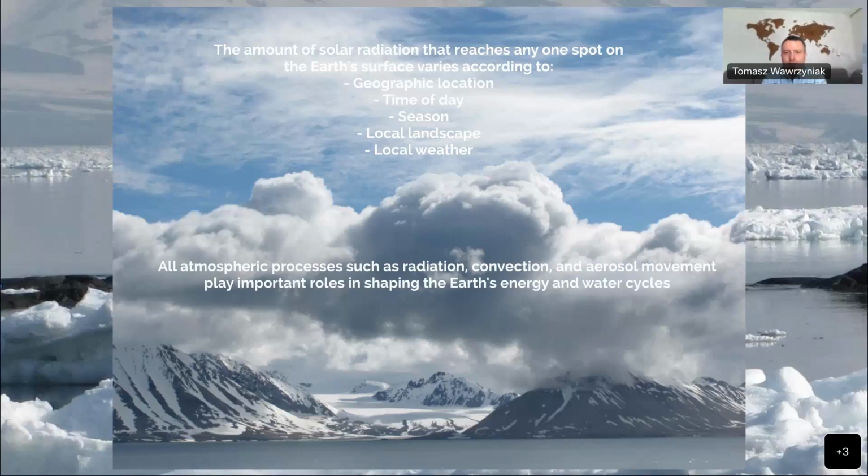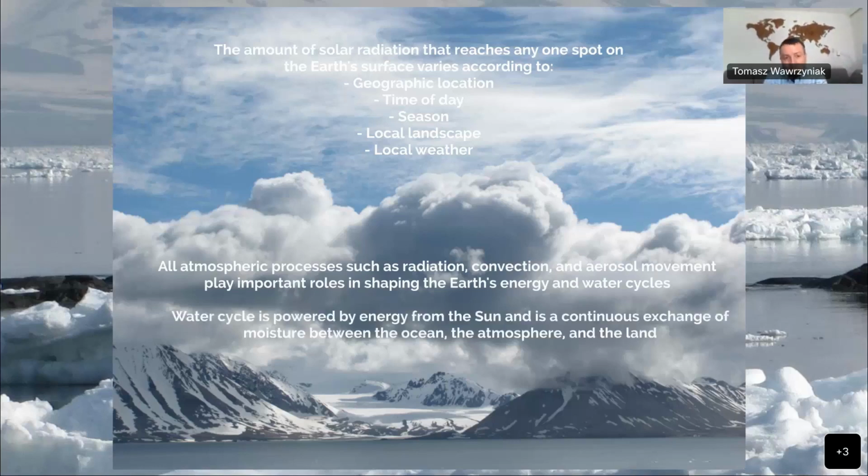All atmospheric processes, including radiation, convection, and aerosol movement, play important roles in shaping Earth's energy and water cycles. And this water cycle is powered by energy from the sun. This is the most important factor again. And the water cycle is the continuous exchange of moisture between the ocean, the atmosphere, and the land. This is something that I provided within this picture. You can see the moisture that evaporates from the sea, then it condenses in the clouds, and then may fall back to the Earth's surface with precipitation such as snowfall or rainfall.